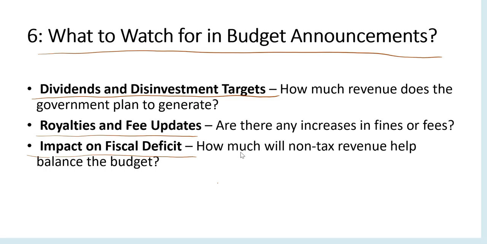What to look for in the budget? Dividends and disinvestment target. How much money does the government plan to earn from these sources? Royalties and fees updates. Are there any new fines or fees being introduced or increased? Fiscal deficit impact. How much will non-tax revenue help in balancing the budget?